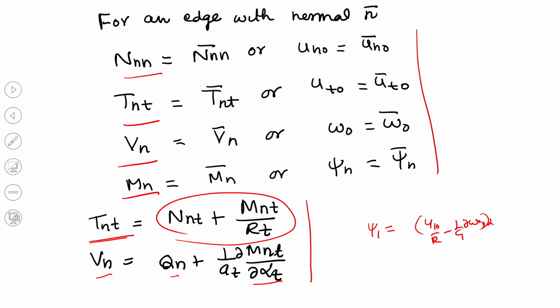In the same way, one can go for the edge where alpha is constant; then for psi 2 you have to consider, and psi 1 remains the same. So in this way, for the edge where alpha is constant, the variables will be found.